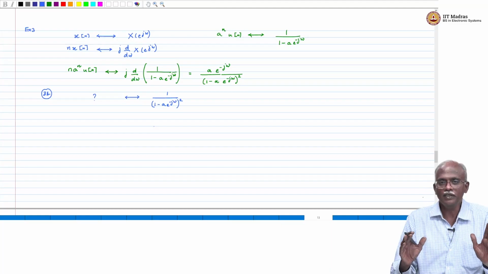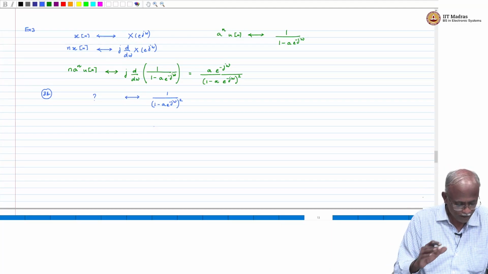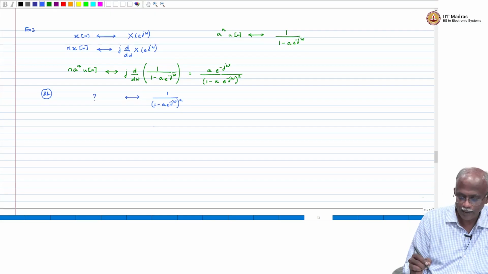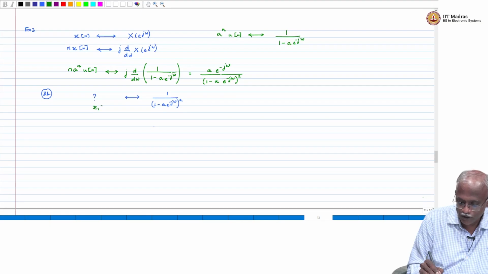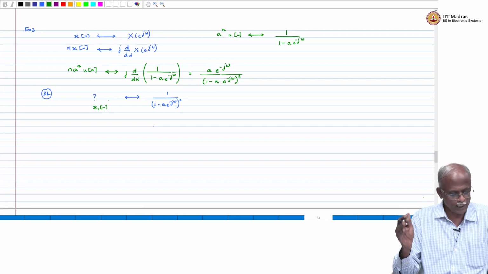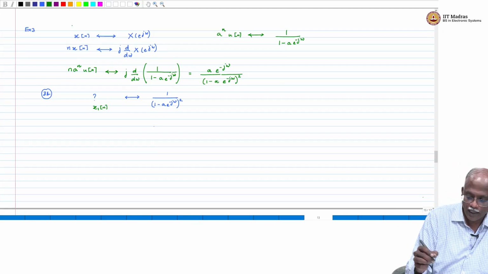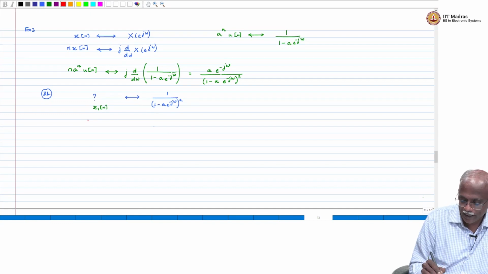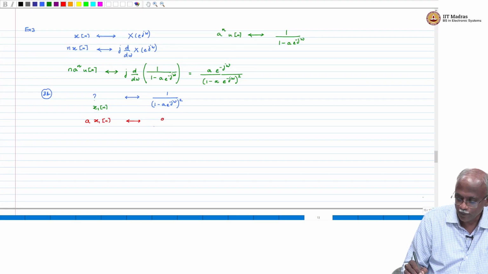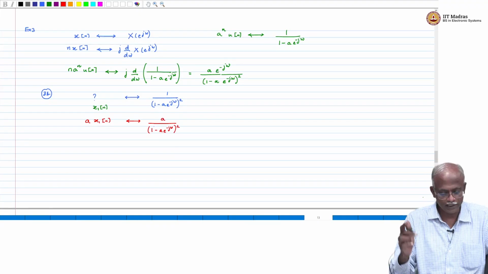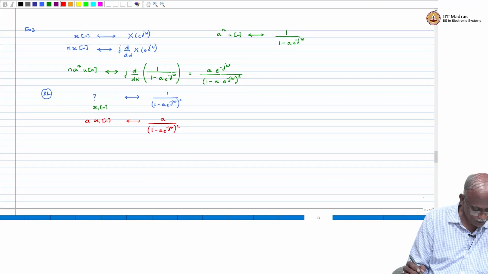It's actually very simple. You can apply the same principles that we have been looking at. Let us say that this sequence is called x1 of n. Now, if I multiply x1 of n by a, so a times x1 of n, what is the Fourier transform? It's going to be a divided by 1 minus a e power minus j omega whole squared. Nothing changed, only a scale factor multiplication. We are allowed to do that.